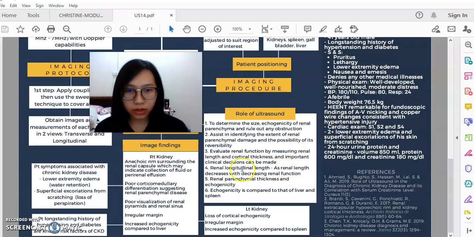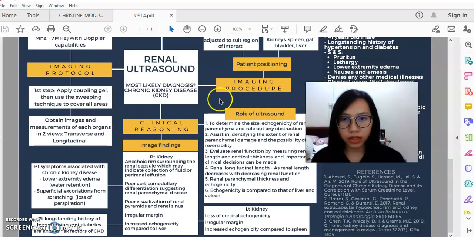For renal longitudinal length, as renal length decreases, it also indicates decreased renal function. And renal parenchymal thickness and echogenicity are also evaluated in ultrasound, and the echogenicity is compared to that of the liver and the spleen, such as the one that is used for this patient's case. So the conclusion is this patient has chronic kidney disease, and it is also characterized by the ultrasound image findings in this case.